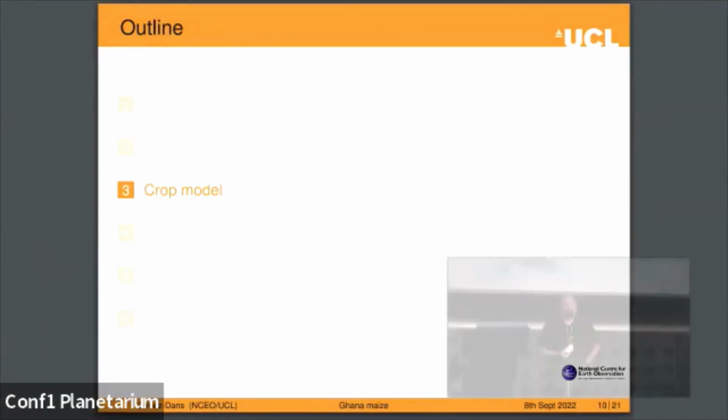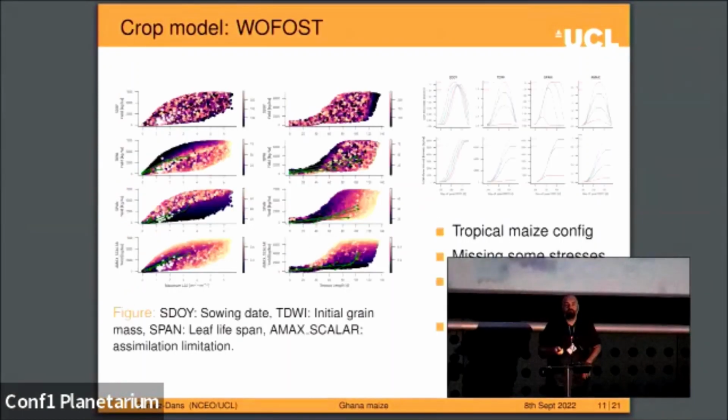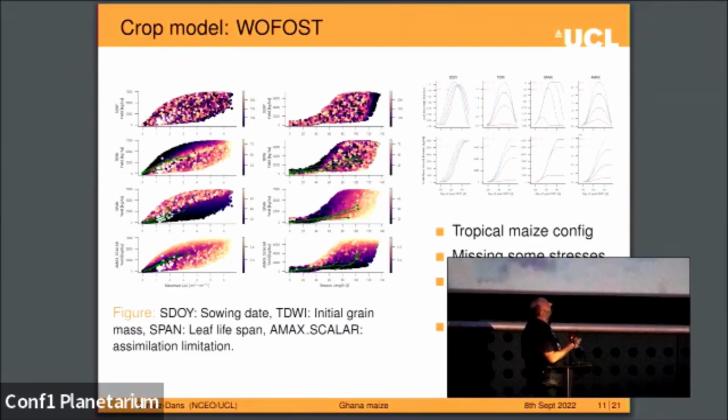About the crop model, we use the WOFOST crop model, and what I'm showing here is the space of maximum LAI versus yield. The gray dots there are our ground measurements, and the model basically encompasses our data. We're changing 4 parameters here: the sowing date, the initial grain mass, the leaf lifespan, and the assimilation efficiency. Those parameters modify the LAI trajectories, but also the accumulation of biomass.